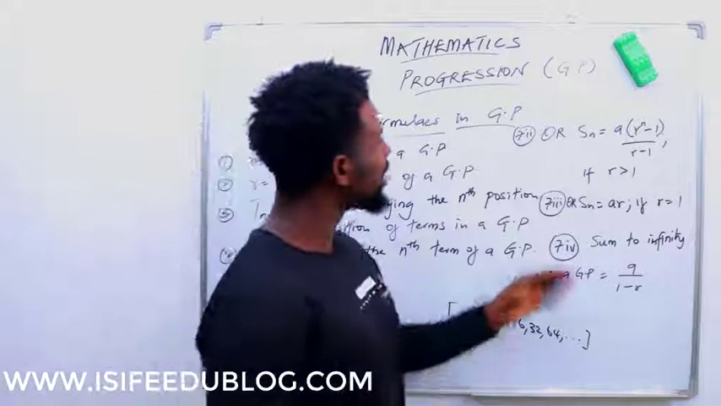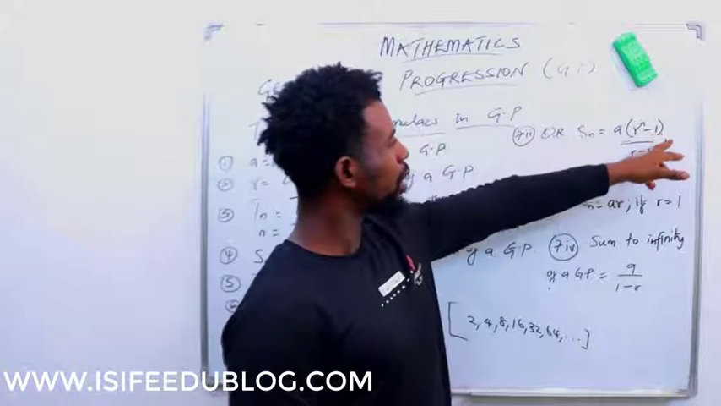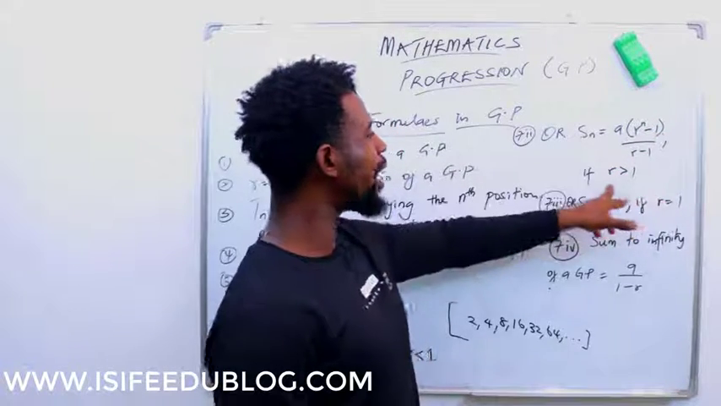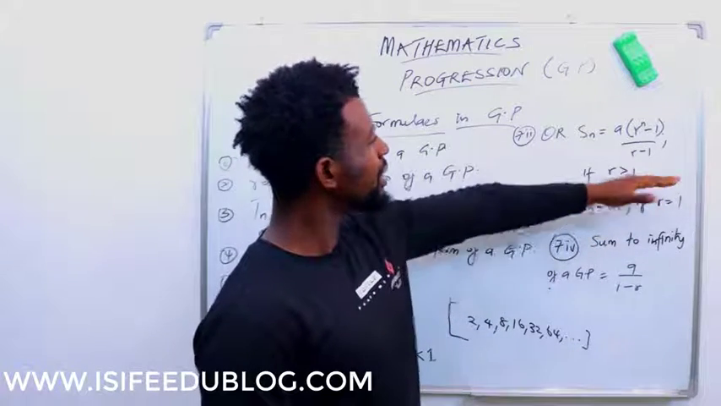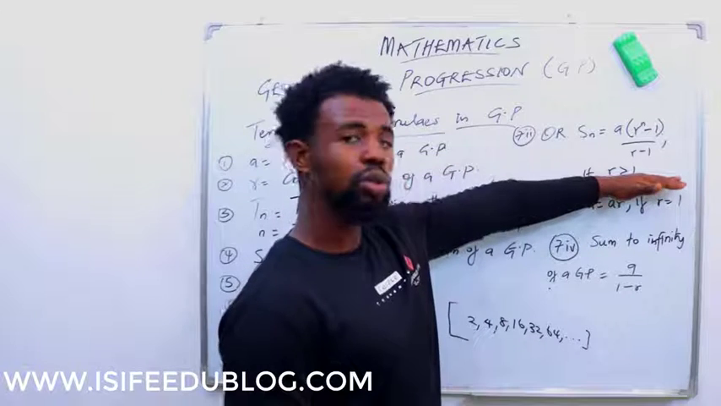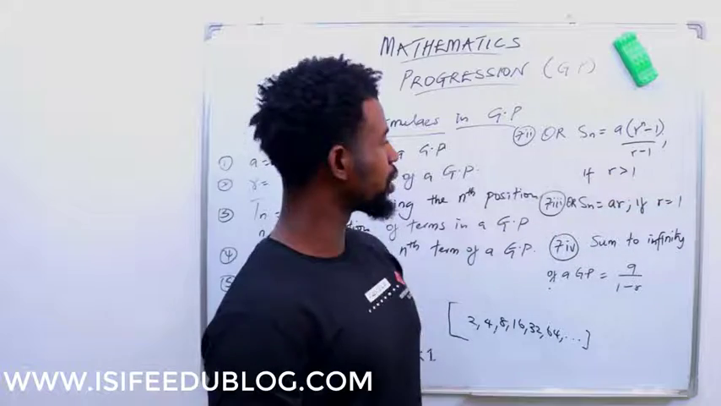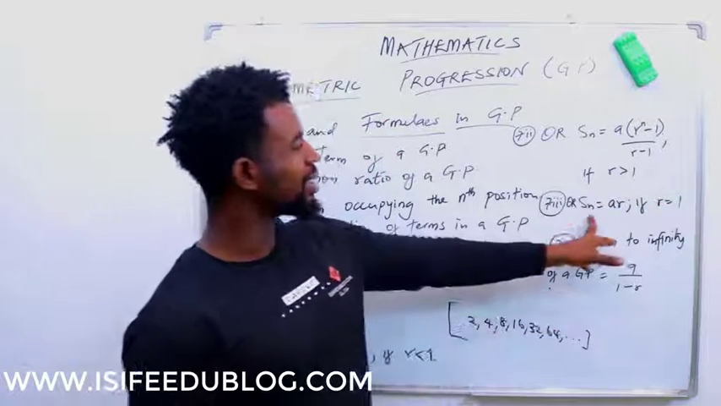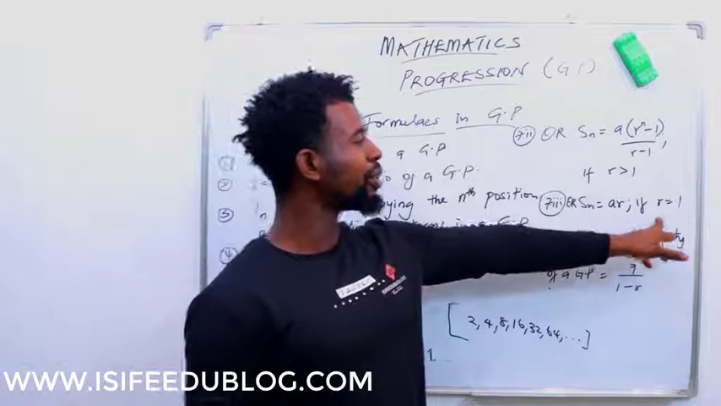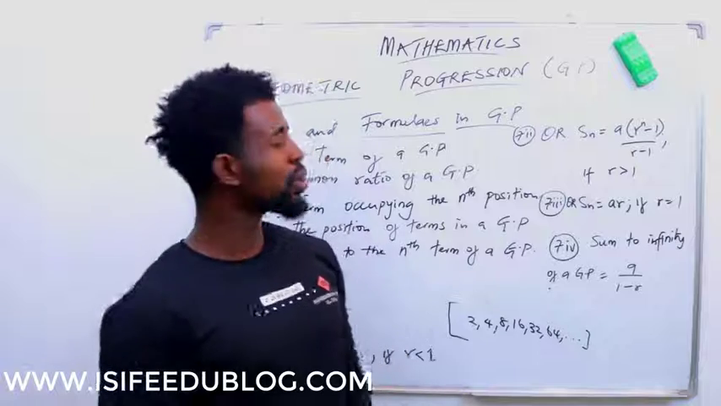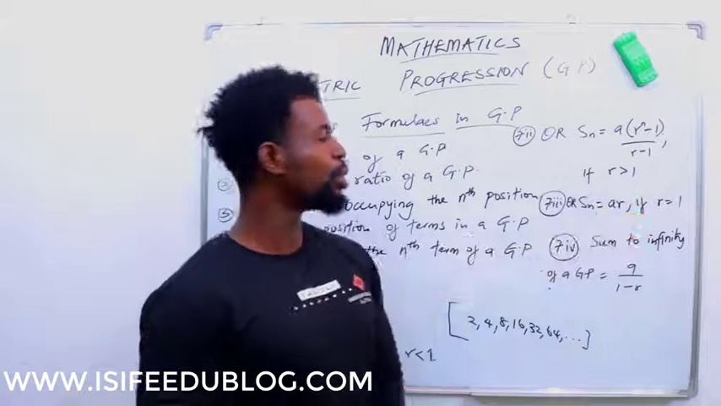Now here we have that Sn is equal to A brackets R, our common ratio, raised to the power n minus 1, all over R minus 1, if R is greater than 1. So if our common ratio is greater than 1, this is the formula used to find the sum of a geometric progression. Now here we have that our Sn is equal to A times R, our first term times our common ratio, if R is equal to 1. So if our common ratio is 1, it means that the sum to the nth term is equal to the first term times the common ratio.